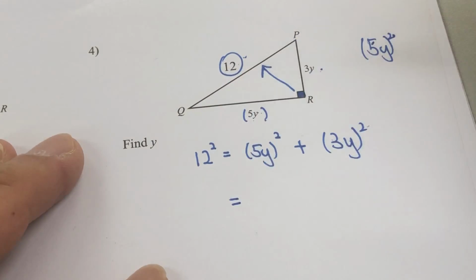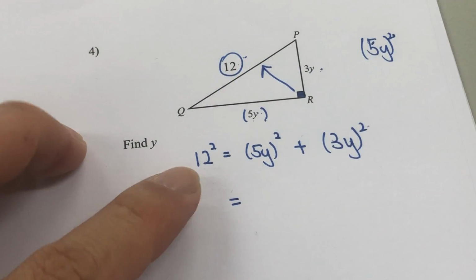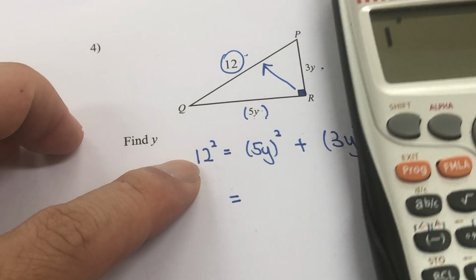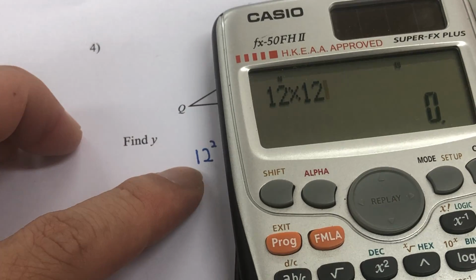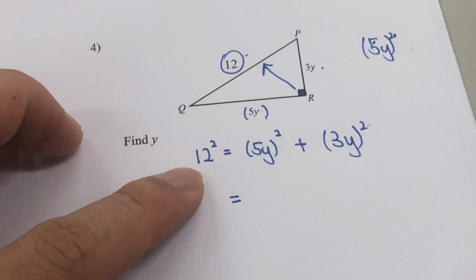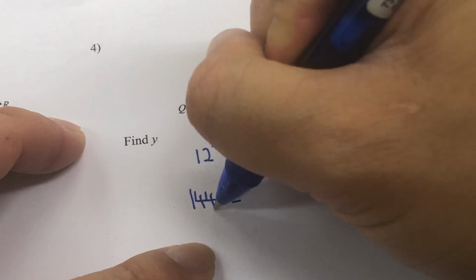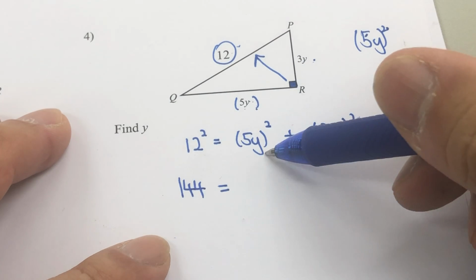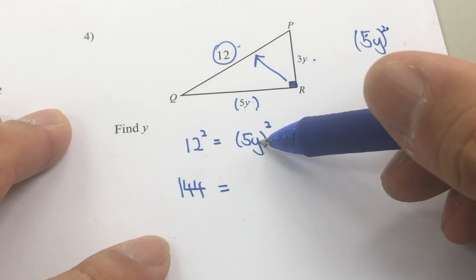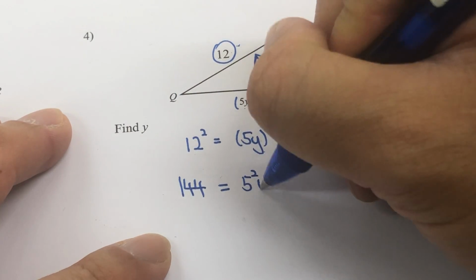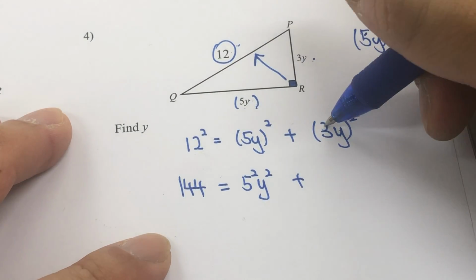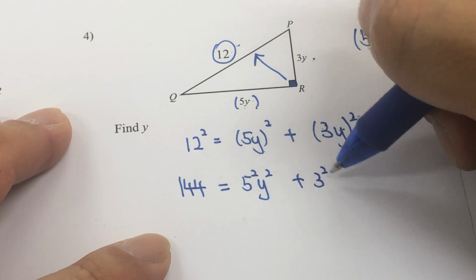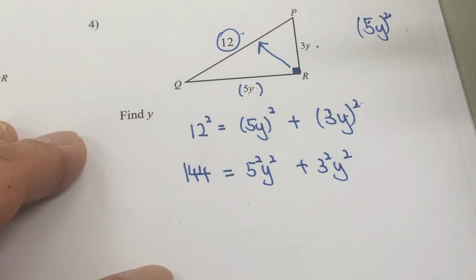And now, 12 squared, is it 24? No, 12 squared means 12 times 12. So it is 144. And then when you open the brackets, we have to give the power 2 to everyone. So 5 to the power 2 and y to the power 2. And here, likewise, you have to give the power 2 to 3 and also y. So 3 to the power 2, y to the power 2.